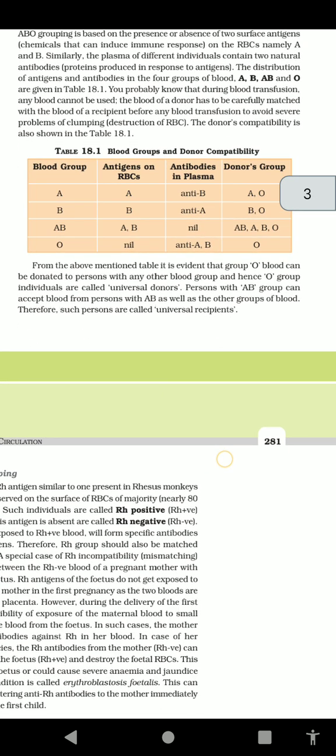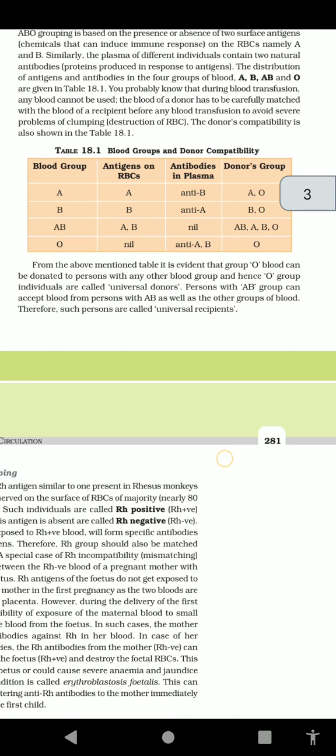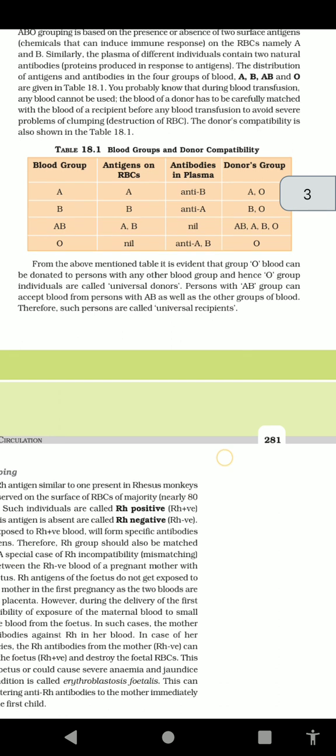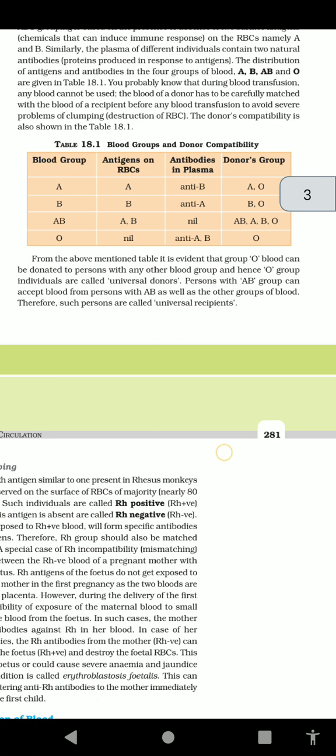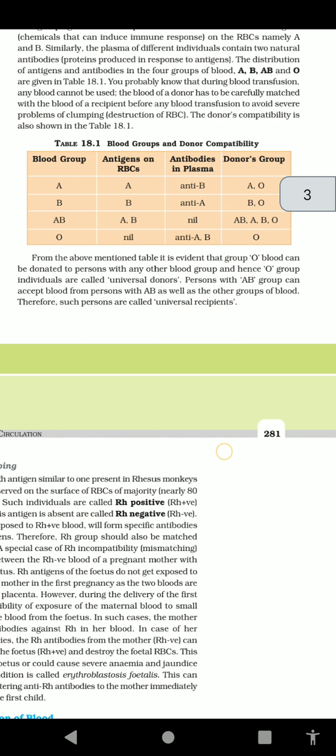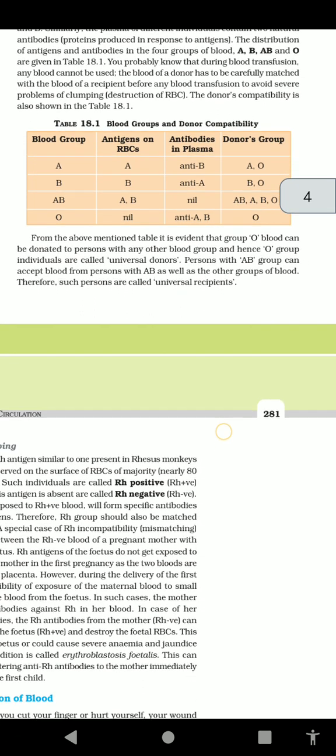induce an immune response, on the RBC, namely A and B. Similarly, the plasma contains two natural antibodies, proteins produced in response to the antigens. The distribution of antigens and antibodies in the four groups A, B, AB and O is given in the table 18.1. You probably know that during blood transfusion any blood cannot be used.